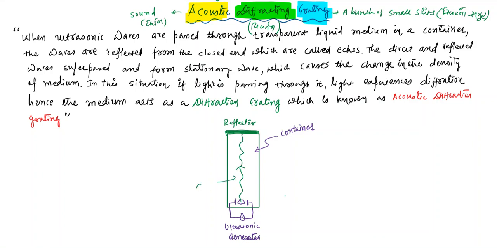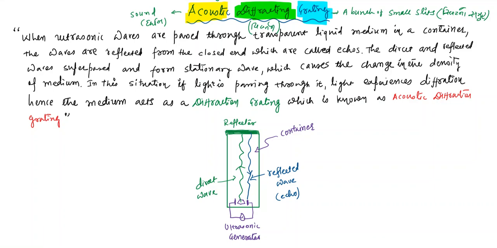This wave is known as the direct wave. Now this wave is reflected by the reflector and moves towards the generator. This is known as the reflected wave, which is known as the echo.